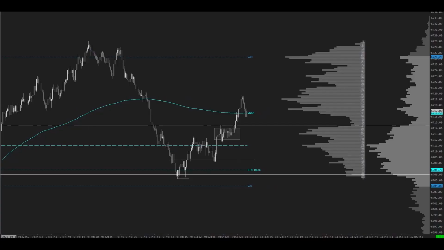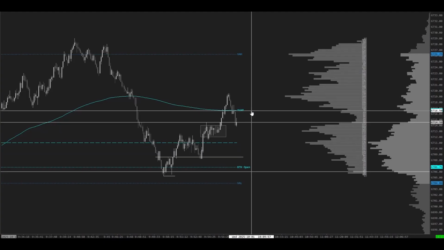And we want to see if they can hold above VWAP, because they defended RTH open again on the back test. So if we can build volume above VWAP, that'd be great. And so we're in this LVN area. We want to see them defending, ideally.